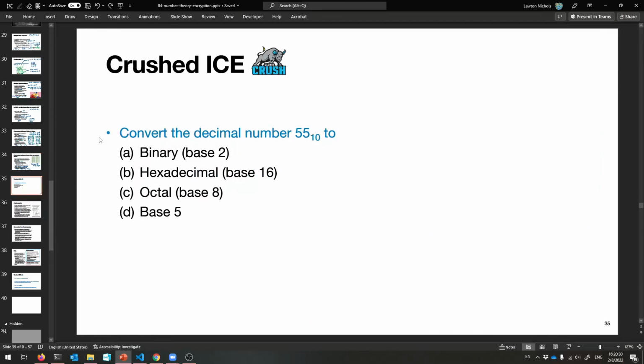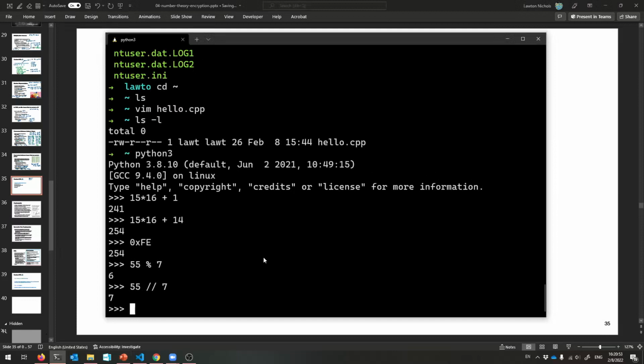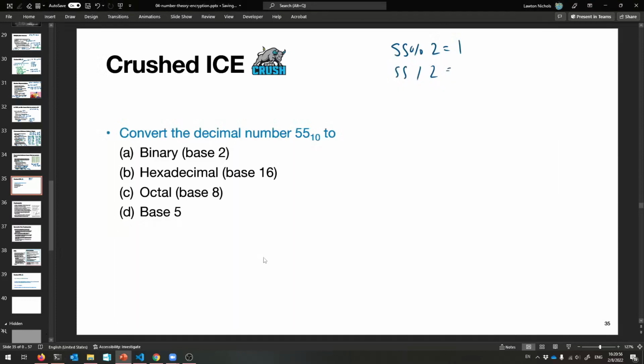All right, assuming you've given that a try, let's maybe convert it to binary first, because why not? And then we can get the rest out of binary. That's one valid way of doing it. So 55 mod 2, that is odd, so it's 1. 55 integer divided by 2 is 27. 27 mod 2, it's odd again, so 1. 27 integer divided by 2 is 13. Checking my notes, yeah, it's 13.